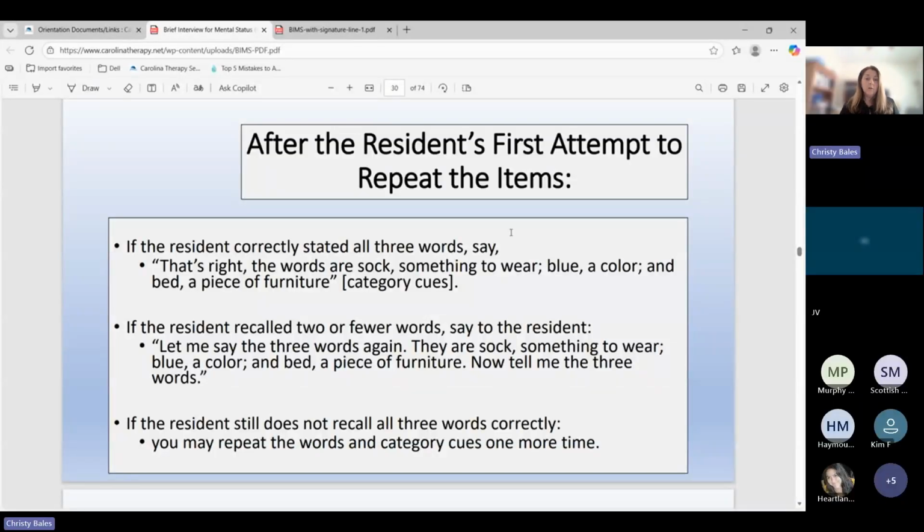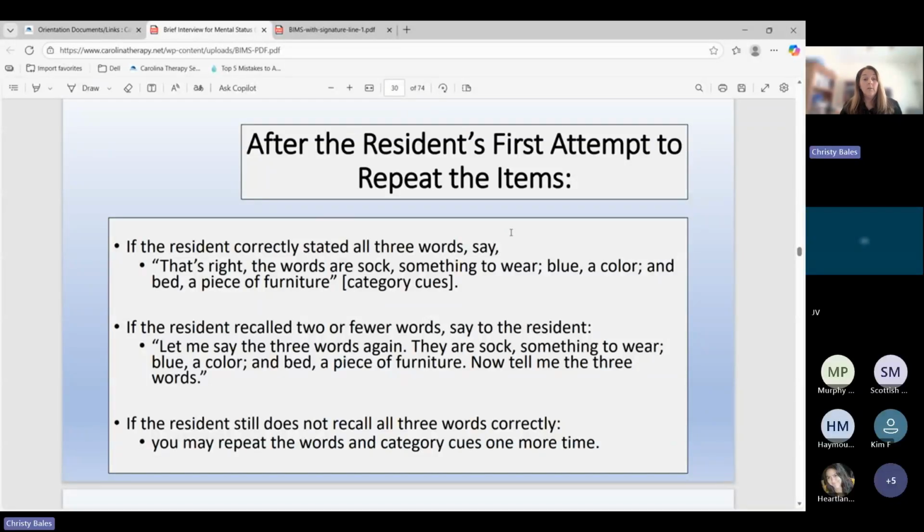If the resident recalled 2 or fewer words, say to the resident, "Let me say the 3 words again. They are sock, something to wear, blue, a color, and bed, a piece of furniture. Now tell me the 3 words." If the resident still does not recall all 3 words correctly, you may repeat the words and the category cues 1 more time. So that's the 3 times that they get. We don't want to just keep going and going and going.